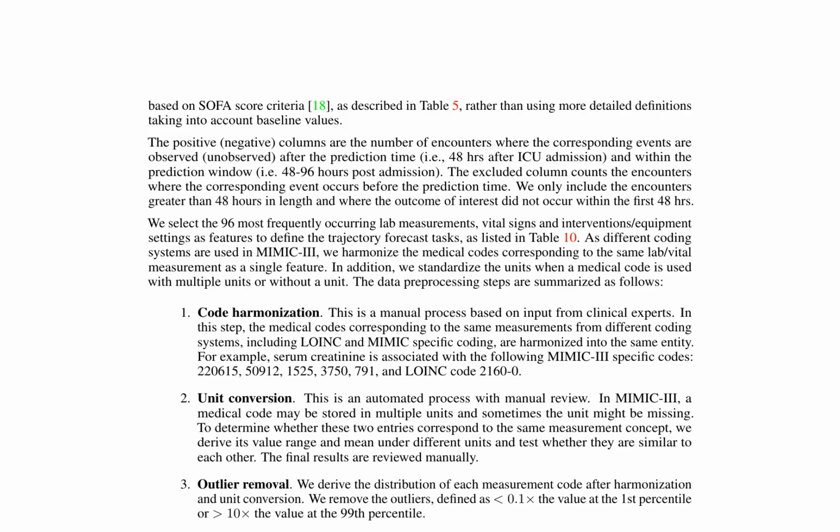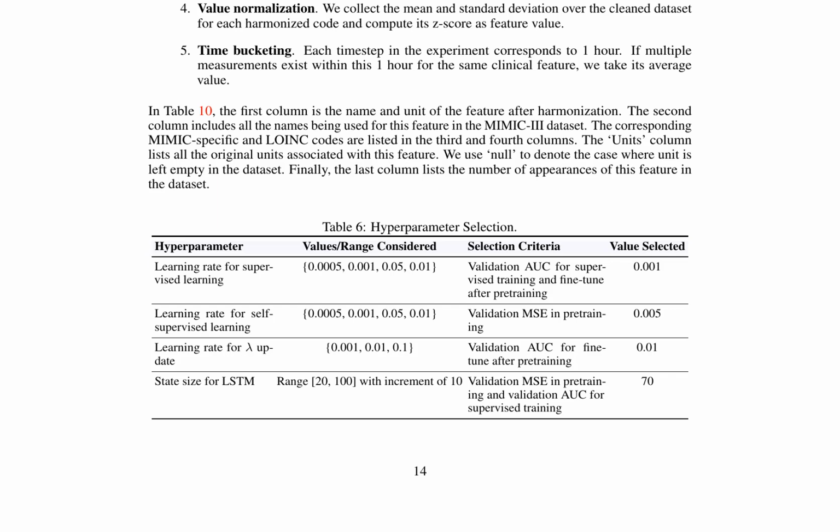post-admission. The hyperparameter selection is presented in Table 6, which includes the learning rates for supervised and self-supervised learning, as well as the state size for the LSTM model. The hyperparameters are selected based on validation metrics, such as AUC and MSE. Overall, the proposed algorithm combines self-supervised and supervised learning to select tasks automatically, and it is evaluated using a real-world dataset with a thorough data preprocessing step. The hyperparameter selection is performed using a grid search with validation metrics.